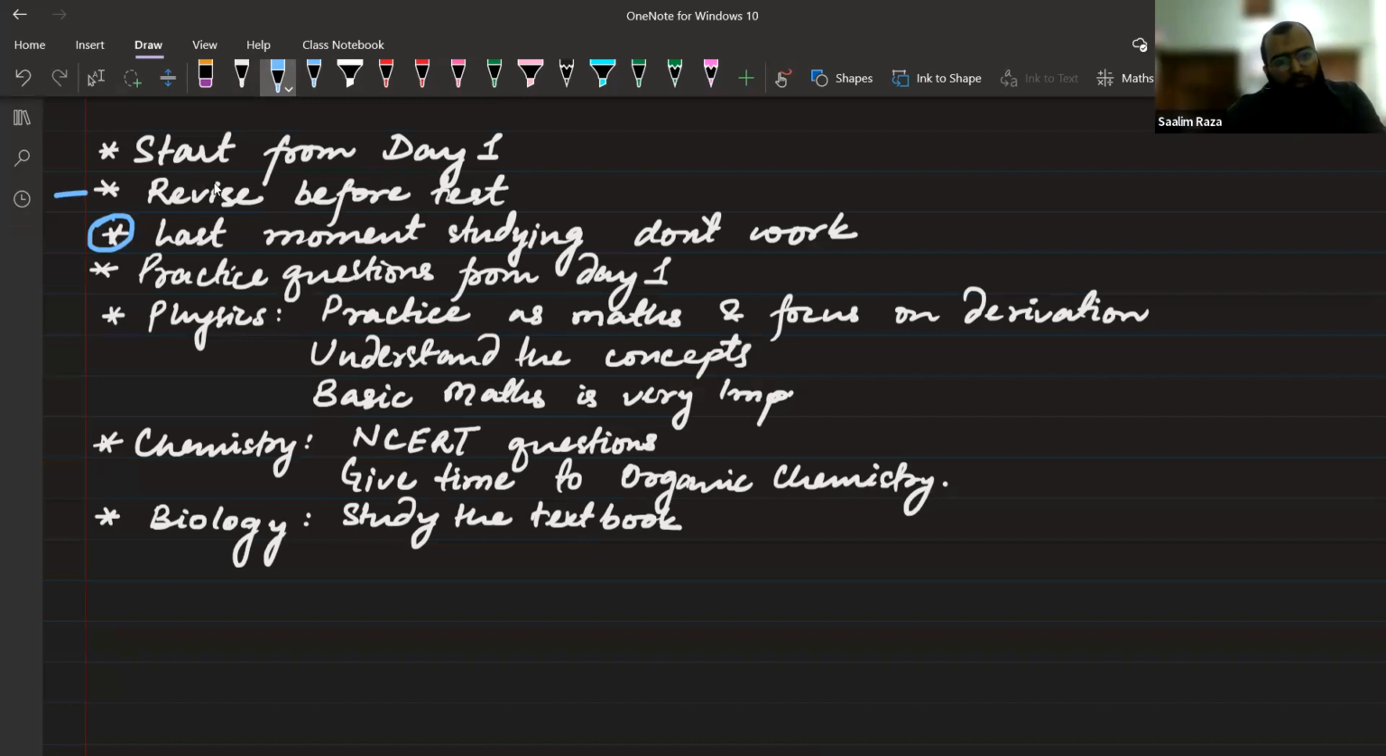The second point, I wrote it very quickly. Revise before test. What does this mean? It means that last moment studying will not work. So if you are thinking, okay, human eye is a chapter coming in my unit test, I will just read that chapter 1 day before, 2 days before, or even 3 days before, and that would work.